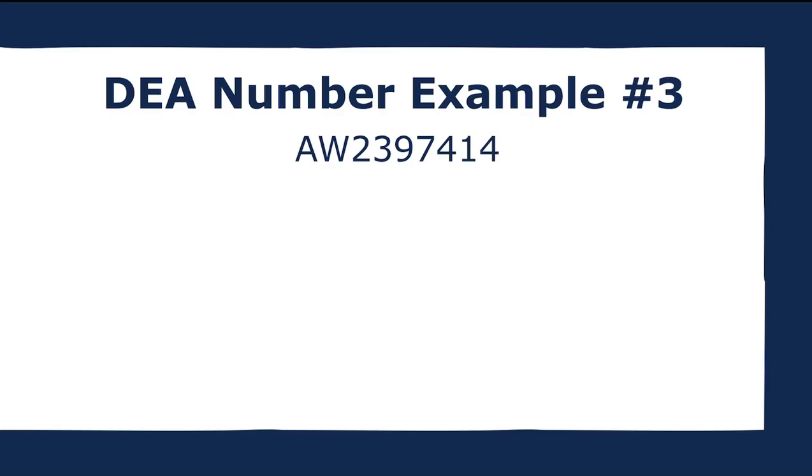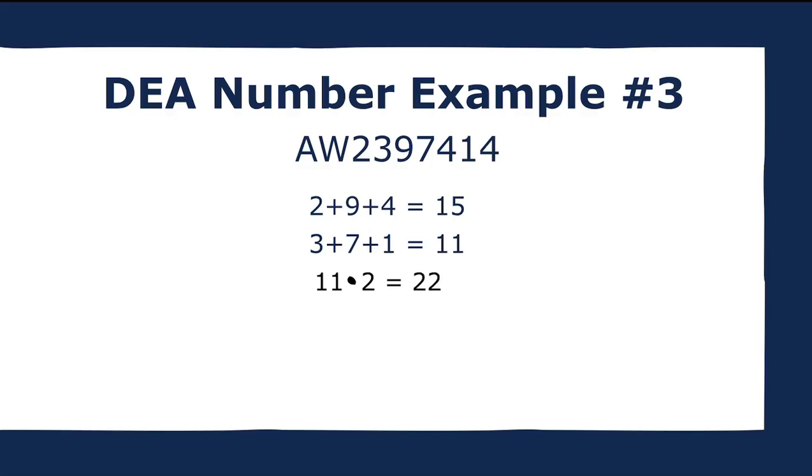So now I'm going to want to verify the numbers. So I add the first, the third, and the fifth number together. I get 2 plus 9 plus 4 equals 15. Now I'm going to add the second, the fourth, and the sixth number together. That's 3 plus 7 plus 1 equals 11. Now I'm going to multiply 11 times 2, and I get 22.